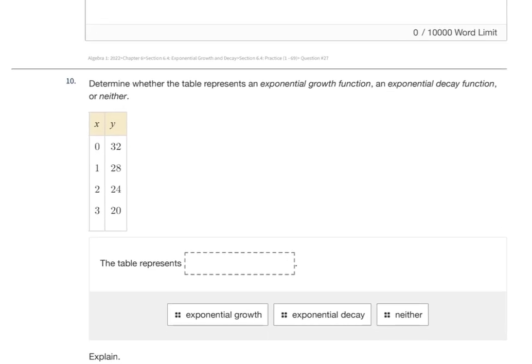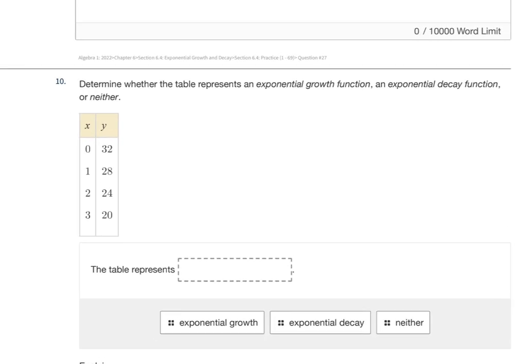Now we're determining whether the table represents an exponential growth or an exponential decay function, or neither. First thing I like to look at is, are my x's behaving? Are they being weird? Nope, they're going up one at a time. So I like that. And now I'm going to determine, how did I get from here to here? We're sure that it's going to be exponential growth, exponential decay, or neither. So as I look at it, it's minus 4, minus 4, minus 4. Well, so that would be neither.